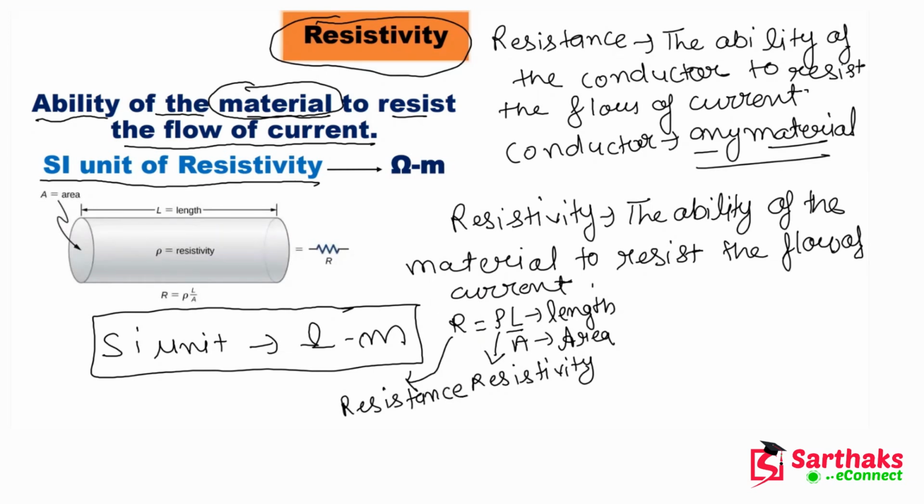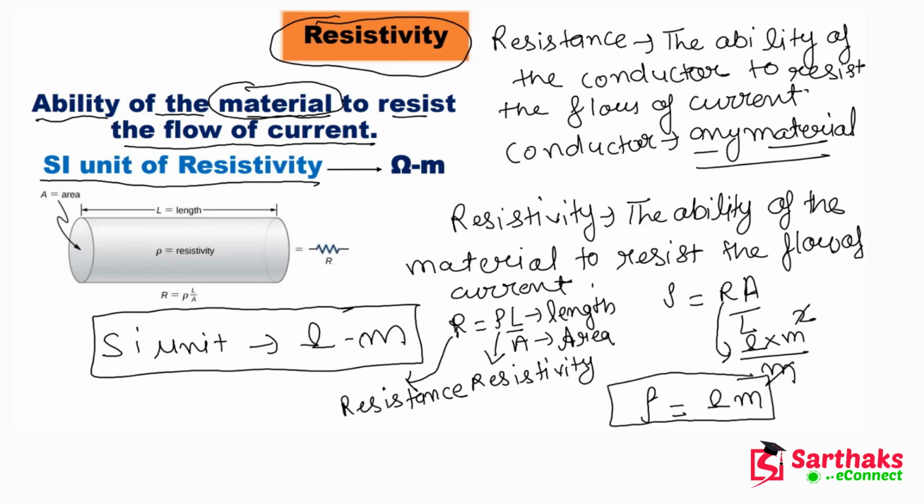So what happened here? I will simply rearrange the formula for resistivity, and that is rho equals R A by L. The SI unit of R is ohm, the SI unit of area is meter square, and the SI unit of length is meter. If I cancel this meter with this meter, it will remain ohm meter. So this is the SI unit of resistivity. I hope you understand this point.